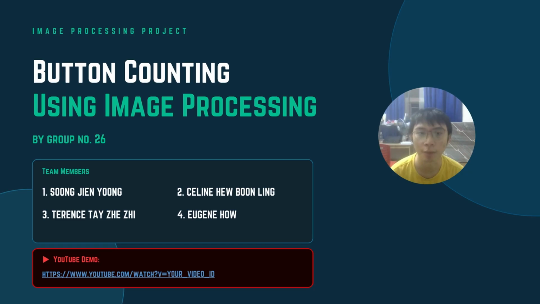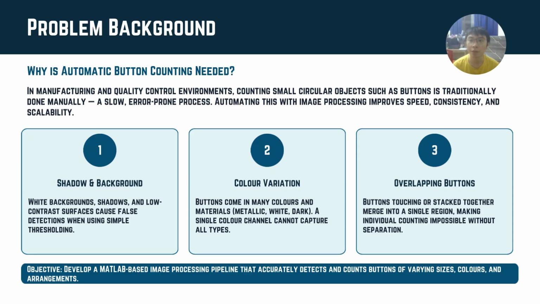Now we begin with the problem background. In manufacturing and quality control environments, counting small objects such as buttons is often performed manually. This process can be slow, time-consuming, and prone to human error, especially when a large number of buttons need to be counted. There are three major challenges.